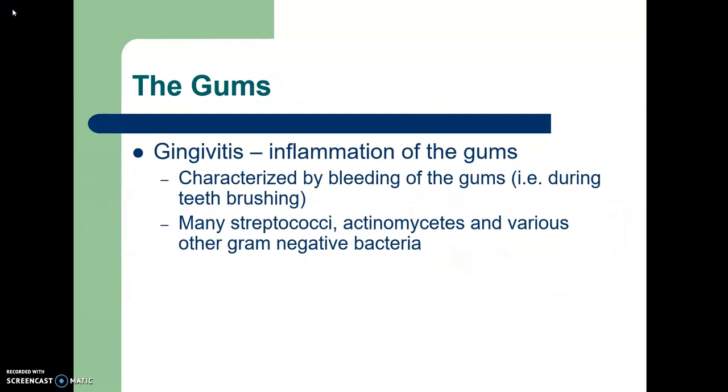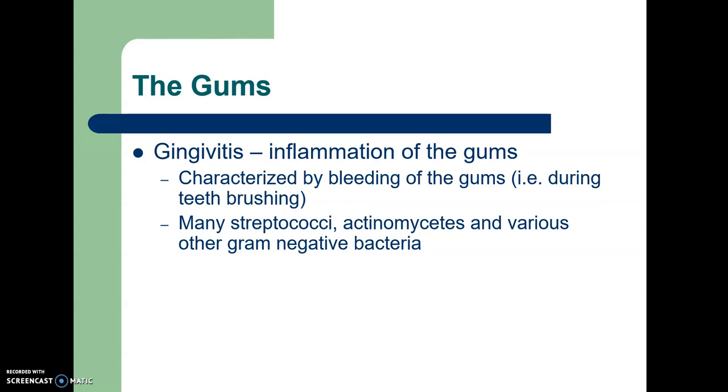Okay, there we go. So then the gums, obviously the gums are the tissue that anchor the teeth there. The term for inflammation, well, I should start out by saying the technical term for the gums is called the gingiva. So when the gums are inflamed, it's called gingivitis. Gingivitis is characterized by bleeding of the gums, such as when you brush your teeth. So if you brush your teeth and when you spit it out, if you see a lot of blood, that can be an indicator of gingivitis.